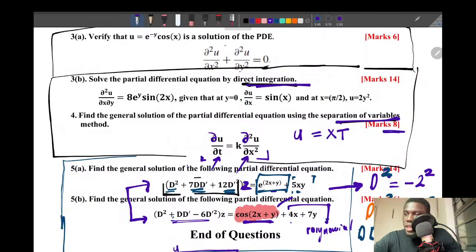So for partial derivatives, you just look at what the partial derivatives were. You create a function which depends on those two partial derivatives. And then from there, you start working.